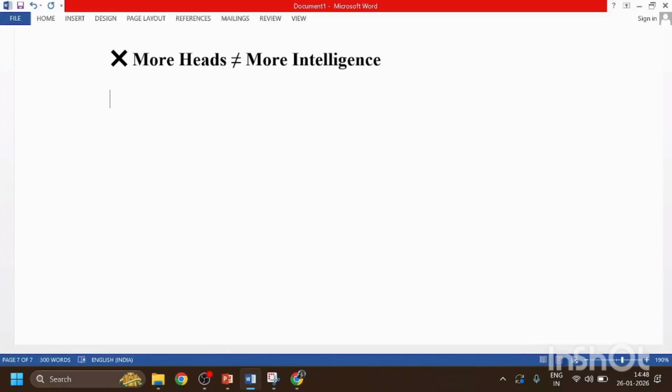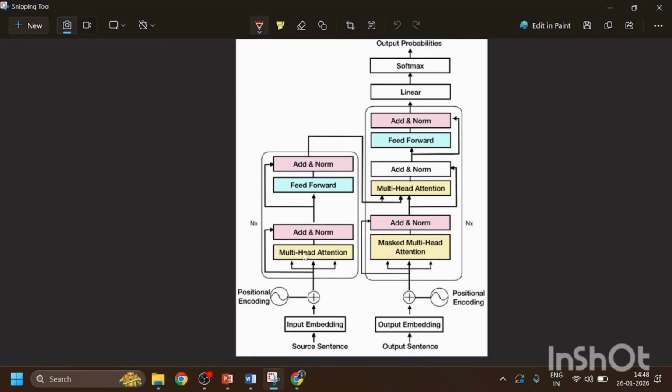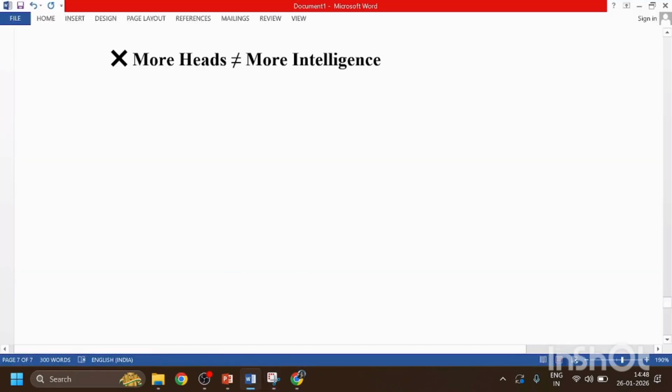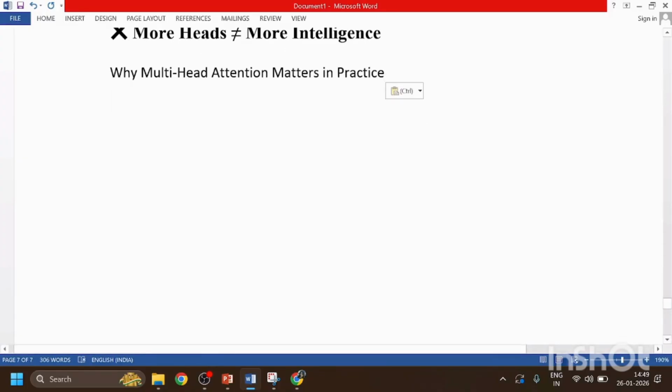More heads does not equal more intelligence. More heads do not make the model intelligent. They only increase representational capacity. Too many heads can even waste compute. So balance matters. And after this, why does multi-head attention matter in practice?